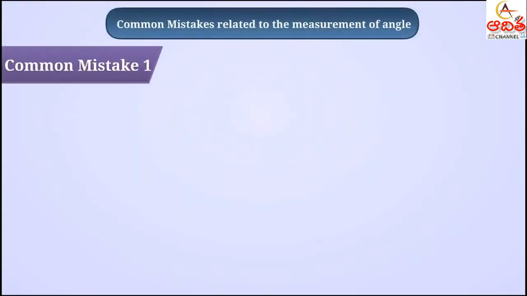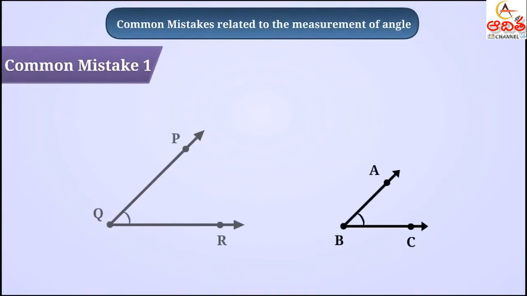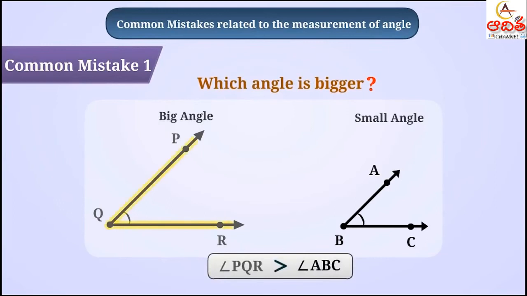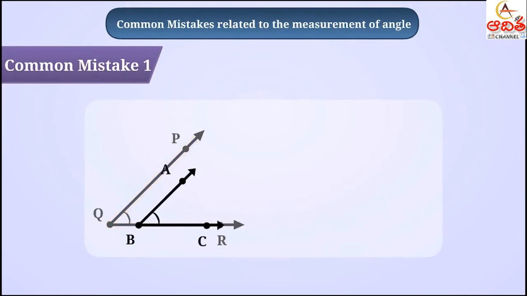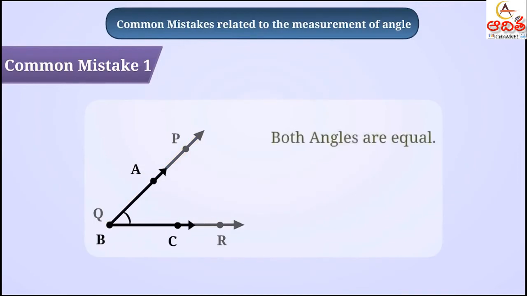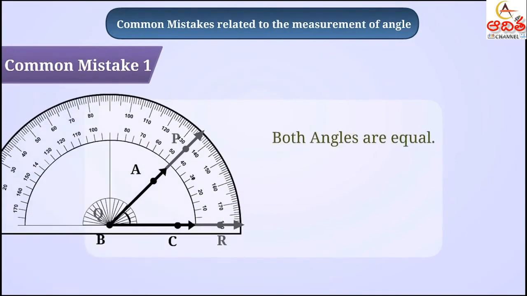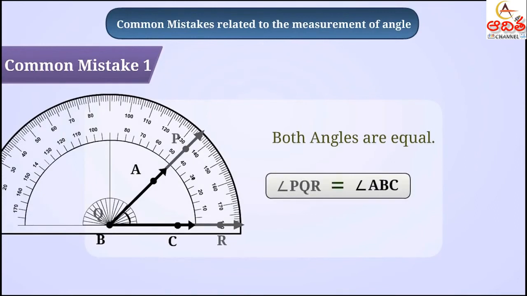Common mistake 1. Some students understand that measurement of angle is based on the length of its sides. Like here, 2 angles are given. If students are asked to identify the greater angle among these, their answer would be angle PQR because it has longer sides. But this is a mistake and it is wrong. If we arrange both angles one above the other, then we come to know that both the angles are equal. Or using the protractor, we can measure the angles and find out whether the given angles are similar or not. Therefore, remember that angles are compared on the basis of their measures and not the length.